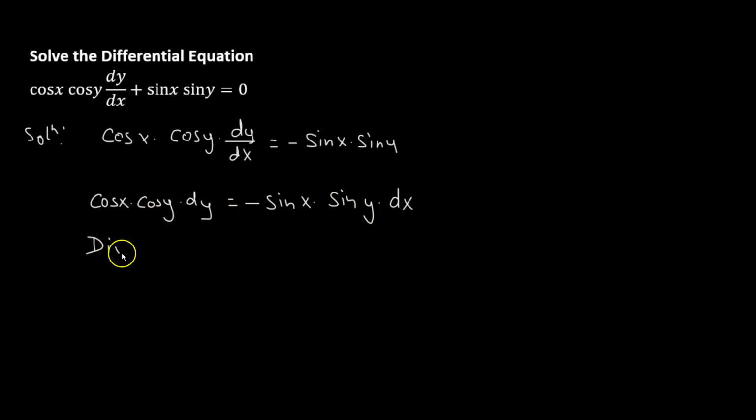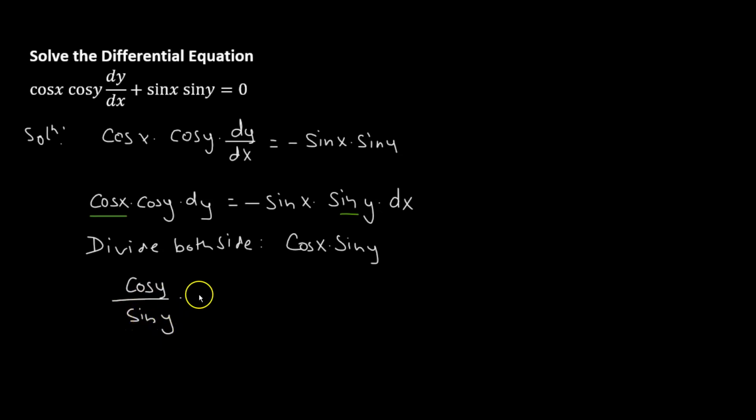Now we'll divide both sides by cosine of x times sine y. The whole idea being we want to get rid of this cosine of x and make it completely a function of y, which will be the coefficient of dy, and on the right hand side we want to make the coefficient of dx free of sine y. Right. So we get cosine of y over sine y dy equals to negative sine of x divided by cosine of x times dx.